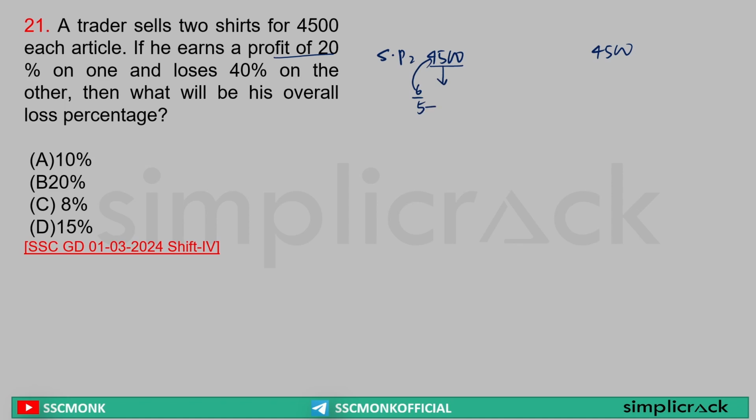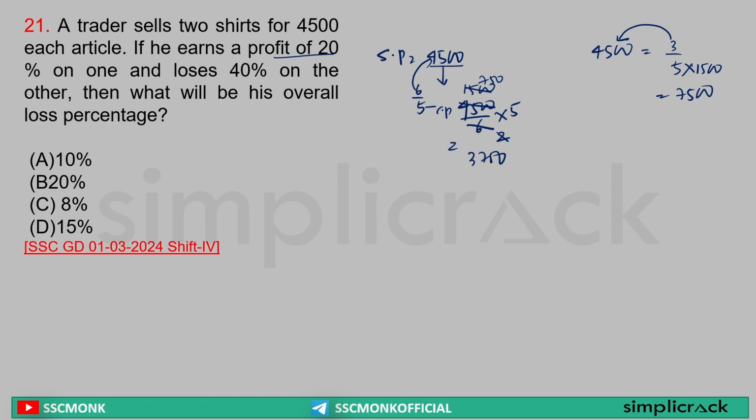And he is losing 40% on the other. That means here he is selling at 3 by 5. That means 3 is the selling price, and 5 will be the cost price. So if 3 is the selling price, the cost price will be 5 into 1500. Yes or no? So here the cost price is 7500. The other cost price is equal to 4500 by 6 into 5. Sir, 3 2s are 6, 3 1500 is equal to 4500. 2 750 is equal to 1500. 750 into 5 is equal to 3750.